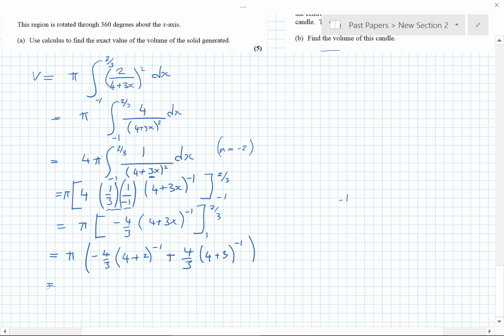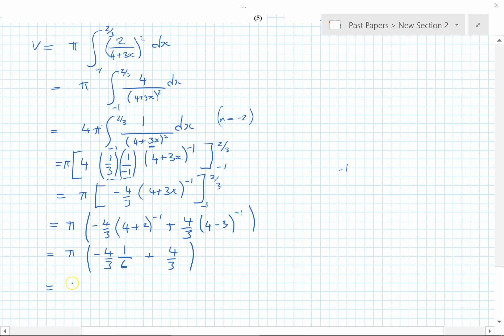So this is equal to pi times minus 4/3, 1 over 6, plus 4/3. Oh, so I've put a minus 1, another slip here, so that should be minus 3 there. So that makes that 1, so it just makes it 4/3.